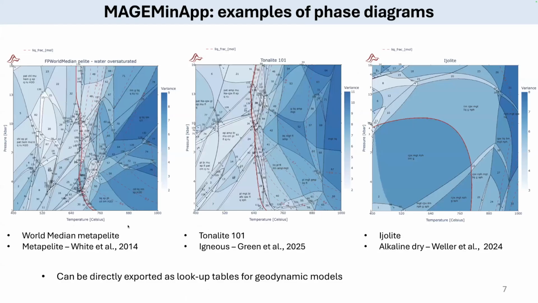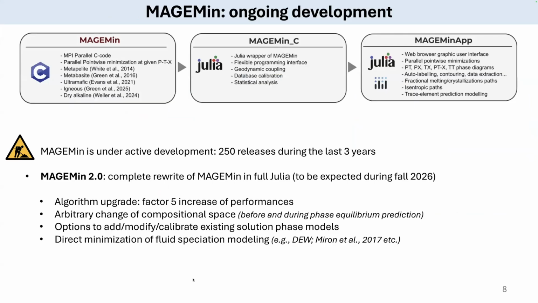Here, just to show you quickly, these are out-of-the-box diagrams that were produced with MAGEMin, and all those diagrams can be directly exported as a lookup table for geodynamic coupling. In terms of ongoing development, I think it's important to say that MAGEMin is under very active development. It's a relatively new software compared to the classical software that have been developed for a very long time. But for the last 3 years at least, we had more than 250 releases. So that's something that we actively work on.